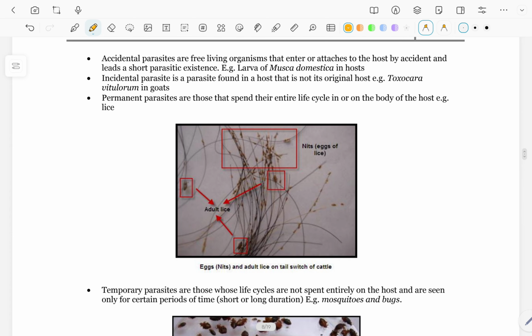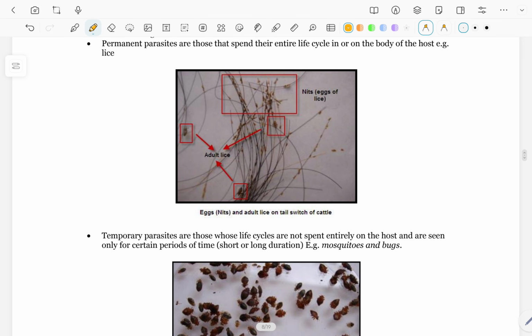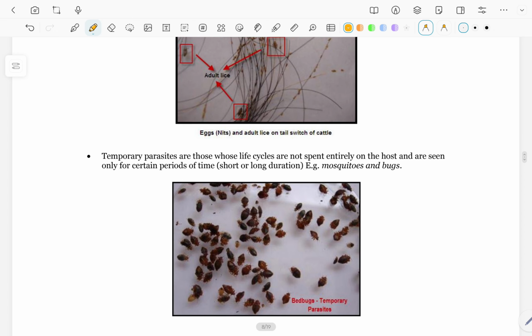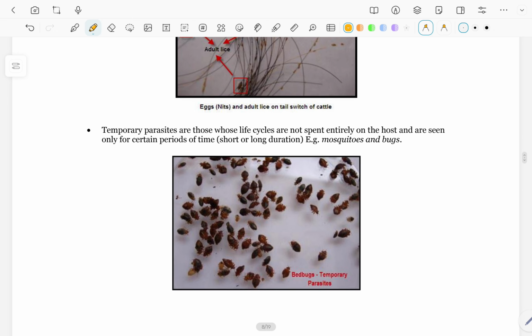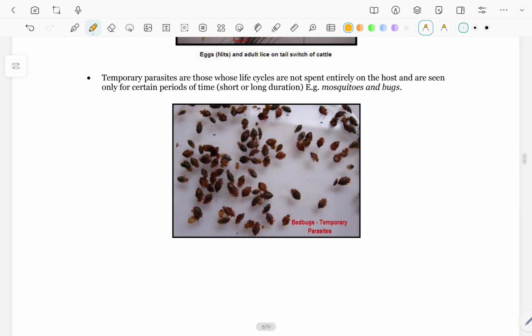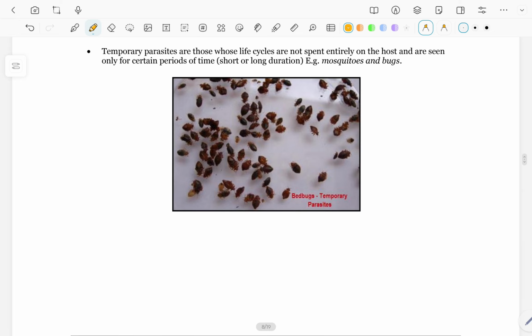Permanent parasites are those that spend their entire life cycle in or on the body of the host. Example: lice. Temporary parasites are those whose life cycle is not spent entirely on the host and are seen only for certain periods of time, short or long duration. Example: mosquitoes and bugs.